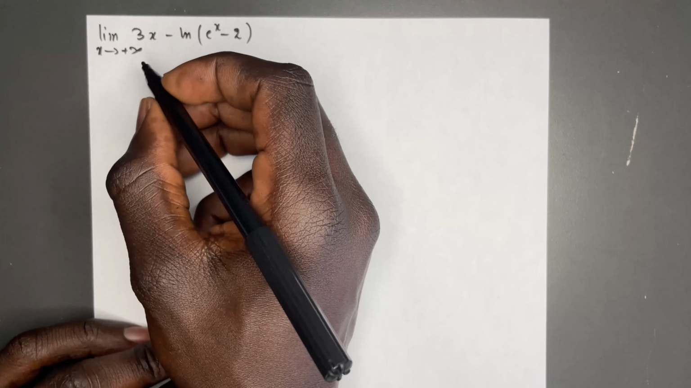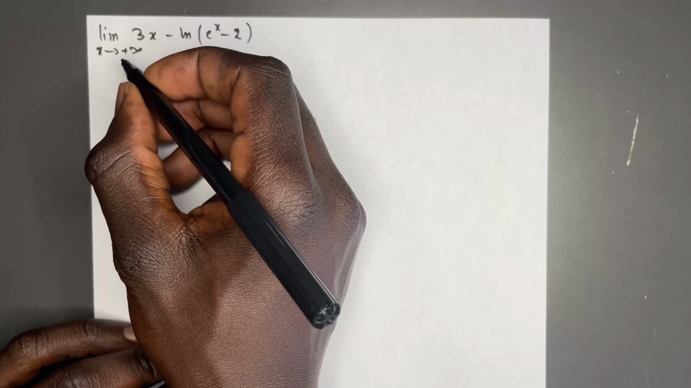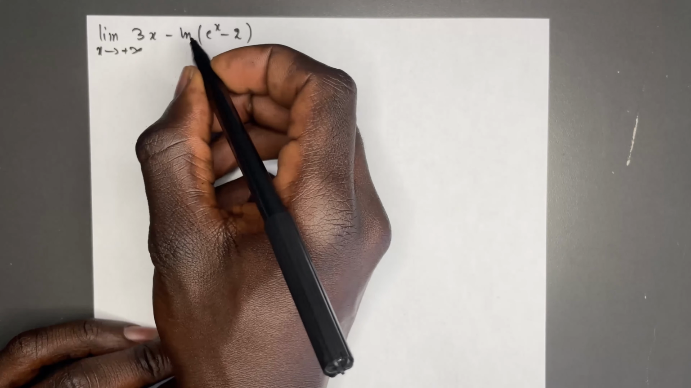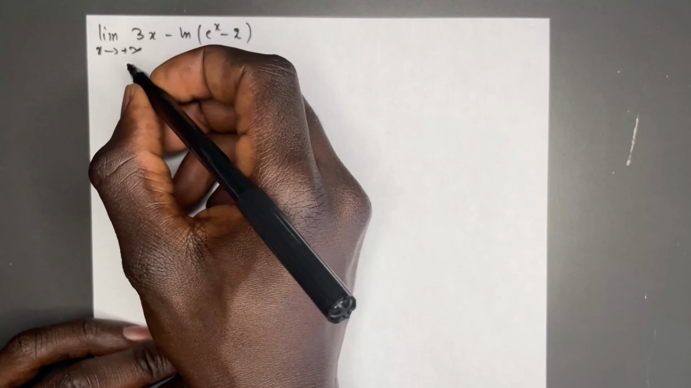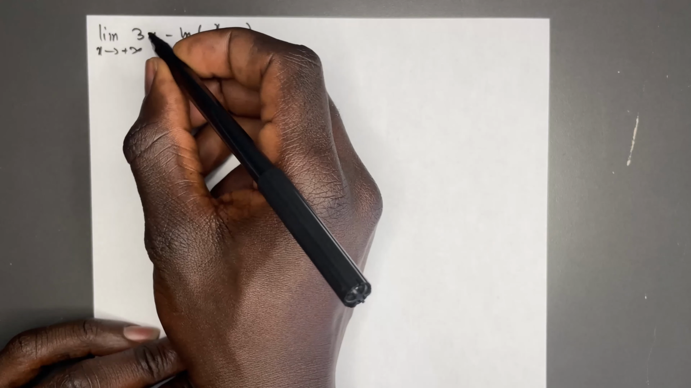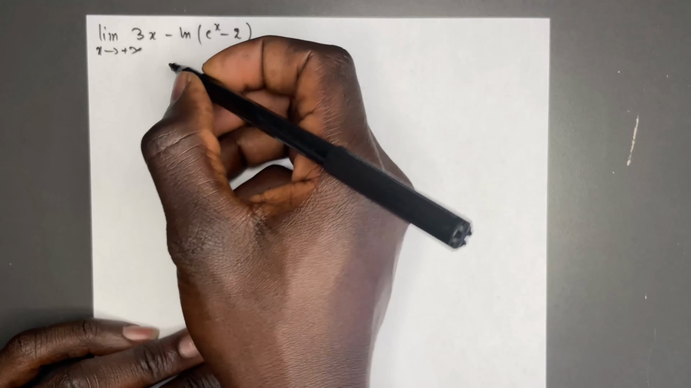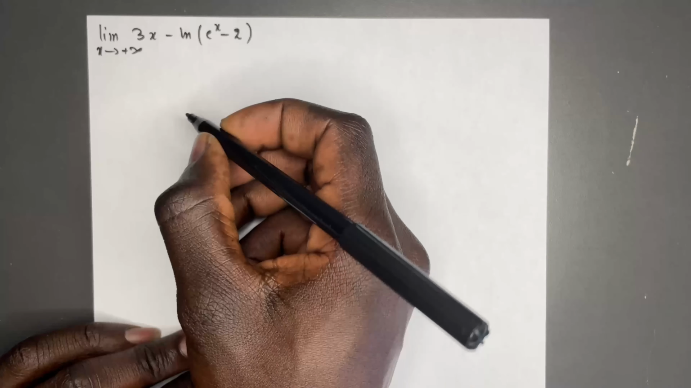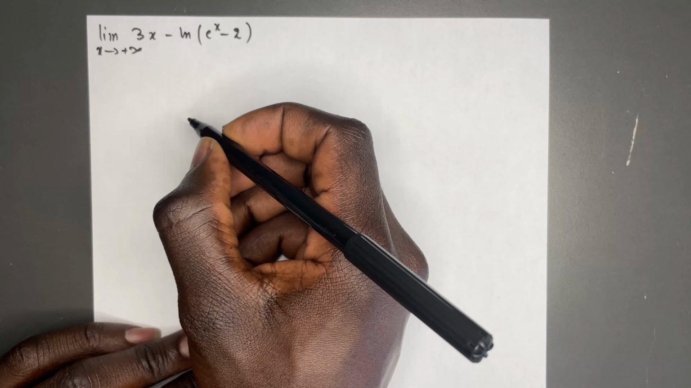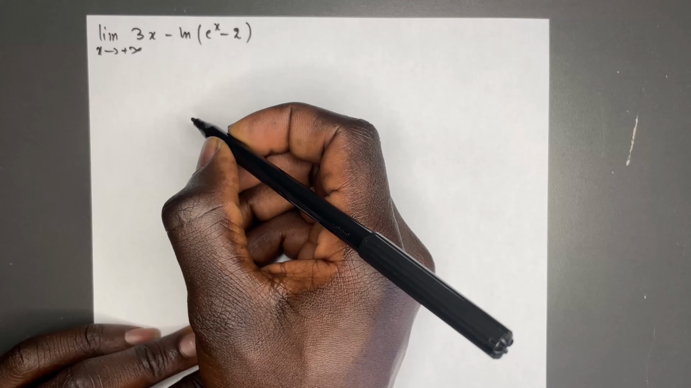Let's evaluate the limit as x approaches infinity of 2x minus ln of e to the x minus 2. First observe that as x approaches infinity, 2x goes to infinity, ln of e to the x minus 2 goes to infinity, implying that minus ln of e to the x minus 2 goes to negative infinity.